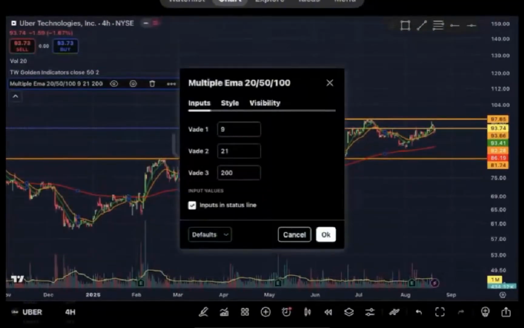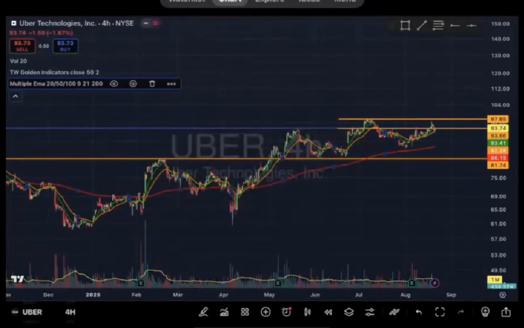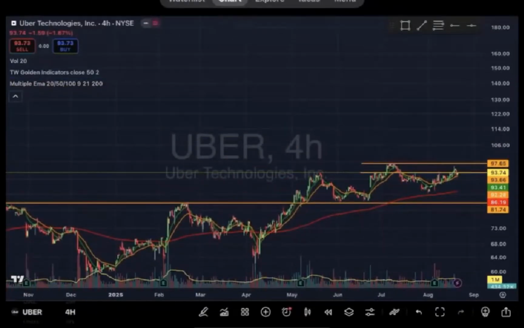Multiple EMA, 20, 50, 100. That's what the indicator is going to be called. Then you just go into the settings and change it to 9, 21, 200, and you can make the colors whatever you want. Gotcha. Okay, I appreciate you, man. Thank you. Yeah, for sure, no problem. That was most of the questions that I had for tonight.